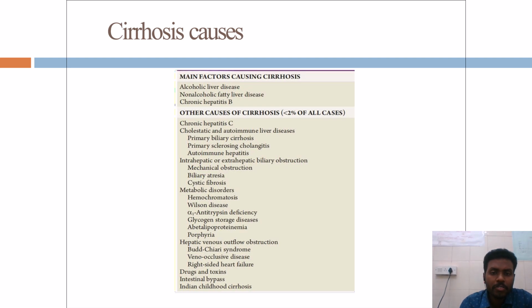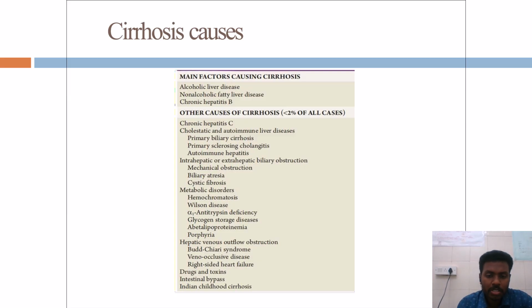The main prominent causes for liver cirrhosis are alcoholic liver disease, non-alcoholic fatty liver disease, and chronic hepatitis B. Other less common causes are chronic hepatitis C, primary biliary cirrhosis, primary sclerosing cholangitis, mechanical obstruction, biliary atresia, and cystic fibrosis. In case of metabolic disorders: hemochromatosis, Wilson's disease, alpha 1 antitrypsin deficiency, and glycogen storage diseases.